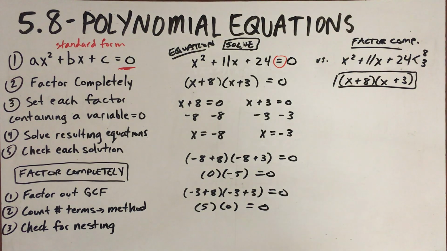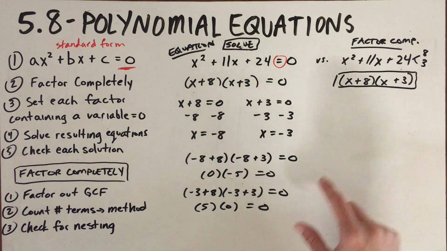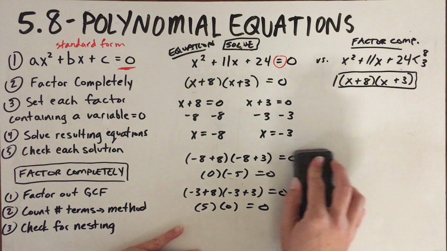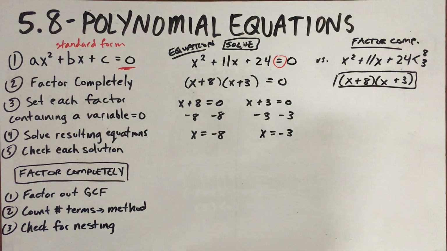As we go through here, I'm going to point out different critical parts of solving this. Checking each solution: we didn't actually check the solution. This was to show you the zero property rule. If we wanted to check this, I wouldn't put it into the factored form. I'd plug it into the original equation. So a check would look like this.